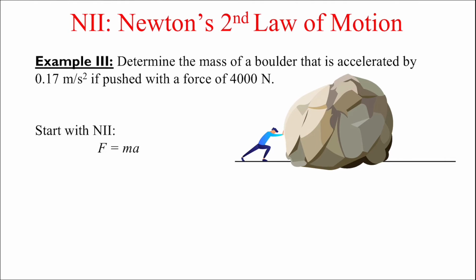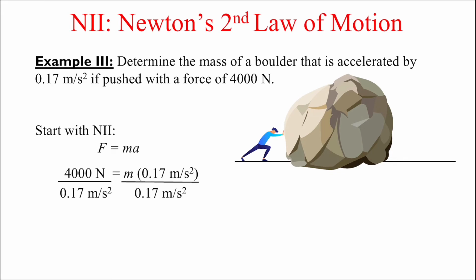So let's start solving by bringing in F equals ma. Now, the force of 4,000 newtons will replace the F in the equation, and a will be replaced by 0.17 meters per second squared. But the m remains as so, since that's what we're looking for. So we divide both sides of the equation by 0.17 meters per second squared to isolate the m, and we get those two terms canceling out. And m is equal to 23,529.41176 kilograms. That's a whole heap of kilograms.